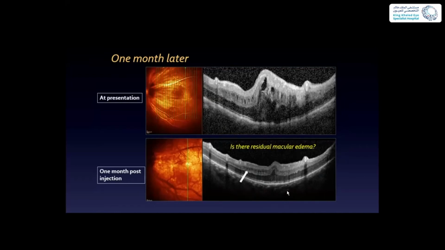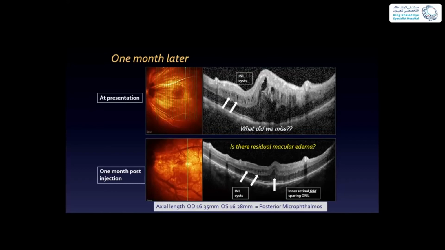But when we look carefully, where is the fluid located? The fluid is located in the inner nuclear layer and within inner nuclear cysts. However, what we're seeing is a retinal fold that is sparing the outer nuclear layer. So here we are thinking, did we miss anything? And indeed, when we went back to the OCT, we realized that there were also inner nuclear cysts in this area. And we did an axial length examination by ultrasound, and we discovered that this patient also had posterior microphthalmos.